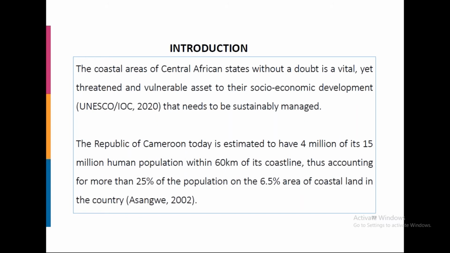Well, according to the studies from a working document I reviewed from UNESCO and IOC, I realized that within the Central African states, their coast and maritime ecosystems remain their key strategic asset for their development. But in order for them to reach their full potential, we have realized that it has to be sustainably managed. The Republic of Cameroon has about 26.7% of its population within its coastal lines, and this is the same for most of the Central African states within the African continent.